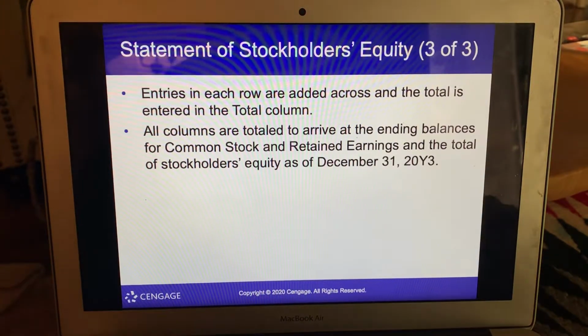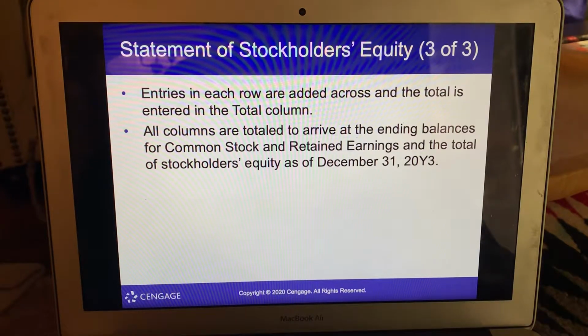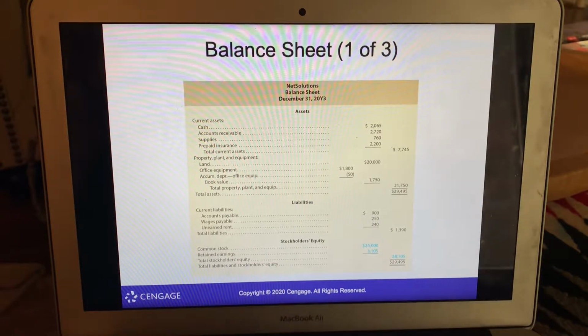So this also demonstrated what I was talking about, the common stock and retained earnings. I'm kind of getting ahead of myself whenever I'm talking about these financial statements. So there again, here's the balance sheet.